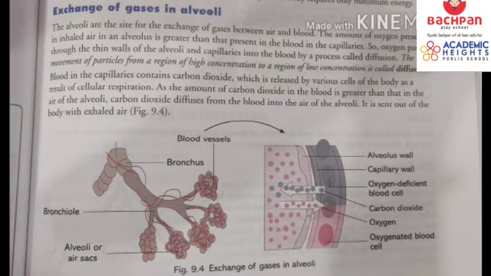इसमें क्या होता है कि जो ब्लड होता है in the capillaries, उसके अंदर वो कार्बन डाइऑक्साइड रिच होता है, ओके. और as the amount बढ़ जाता है कार्बन डाइऑक्साइड का ब्लड के अंदर कैपिलरीज में, तो जो ये एयर जो होती है एल्वियोली से, carbon dioxide diffuses from the blood into the air of the alveoli and it is sent out of the body with exhaled air.